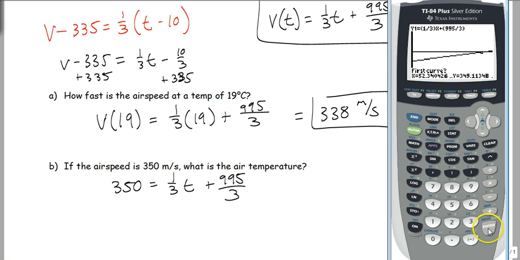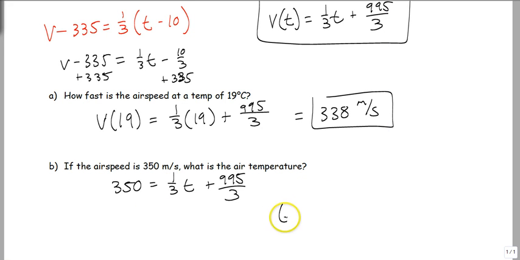Alright, so I'm going to guess there. First curve is that, second curve is that. My guess is about there. The intersection is 55. So when the speed of the air is at 350 meters per second, the air temperature is at 55 degrees Celsius. So you can use your calculator to do that. You could have just solved this backwards also, but I can say that my T is equal to 55 degrees Celsius.